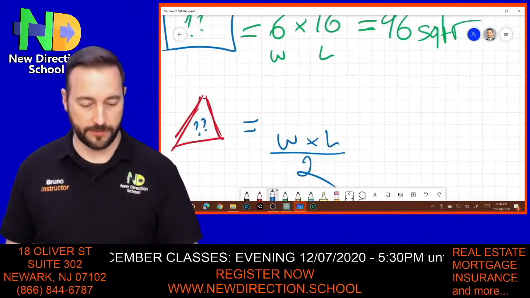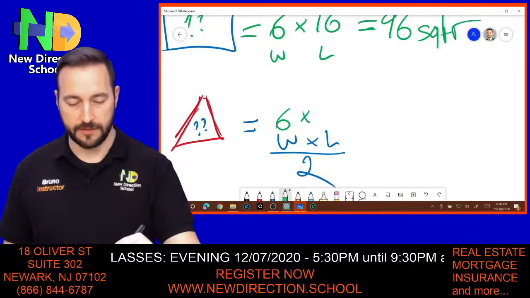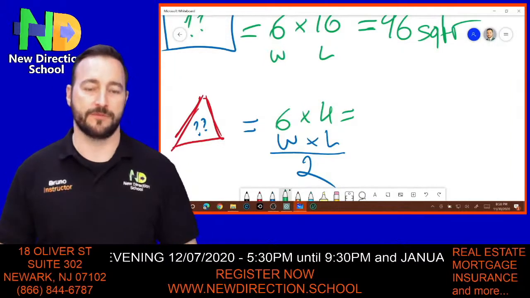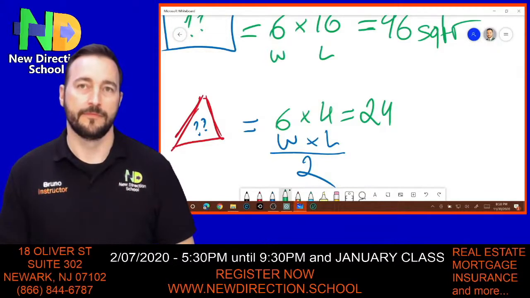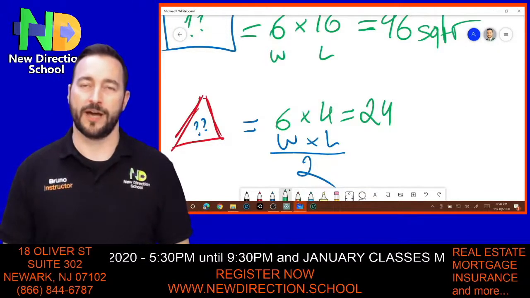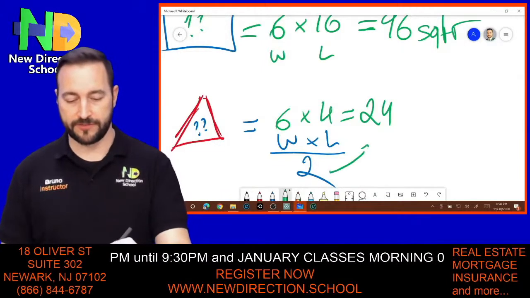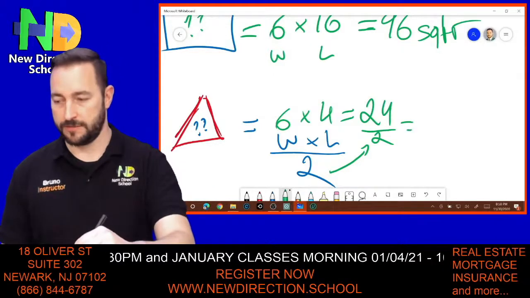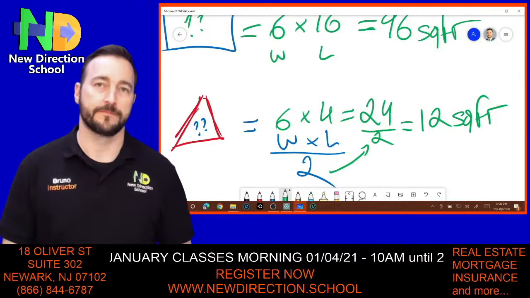Right here, the formula is 6 times 4. All right? How much is 6 times 4? Right? But we don't have a rectangle. We have a triangle. So don't forget that you have to divide by 2. Okay? So that means 12 square feet.